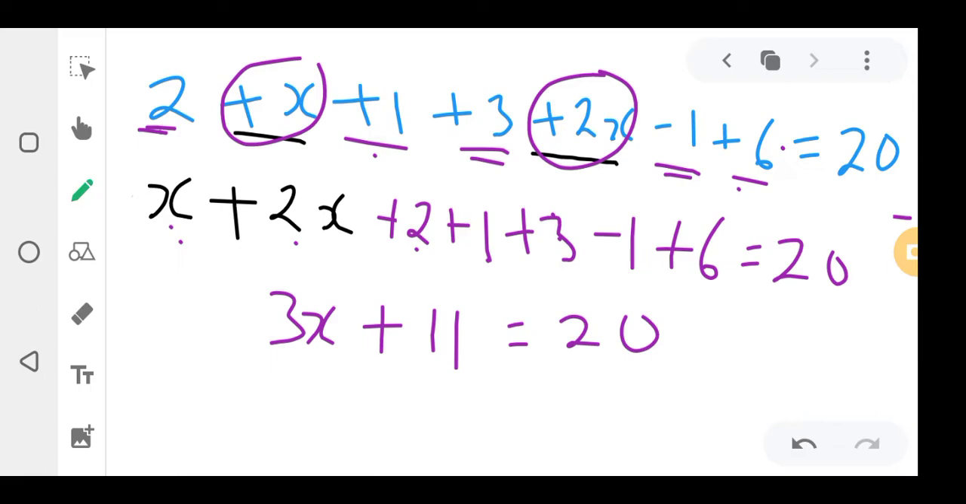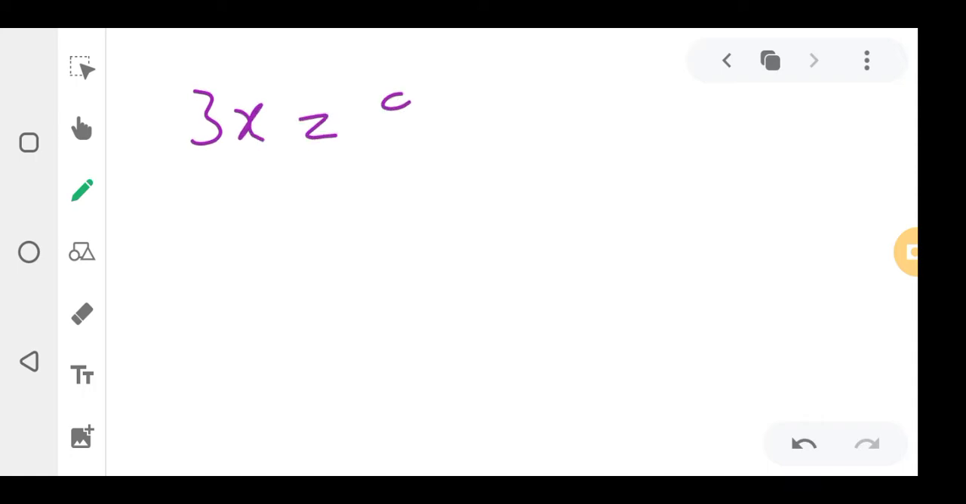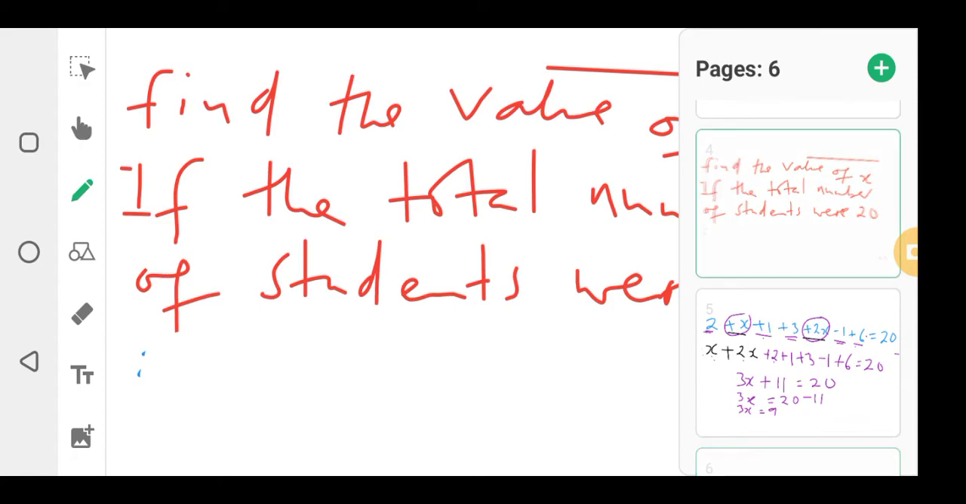Okay, so what do we have? 3x plus 11 is equal to 20. 11 goes that side, so 3x is equal to 20 minus 11, which is 9. So 3x is equal to 9. You divide by 3, you divide by 3. x is equal to 3. That is question 1. It was find the value of x.